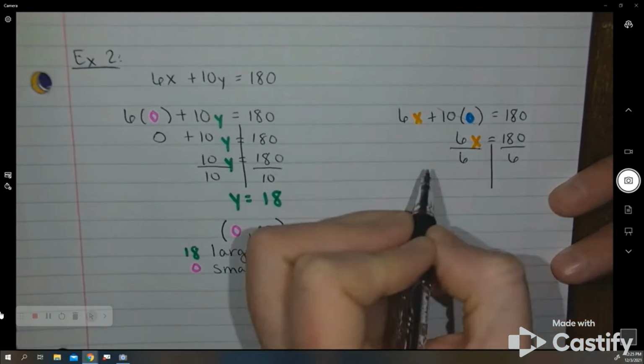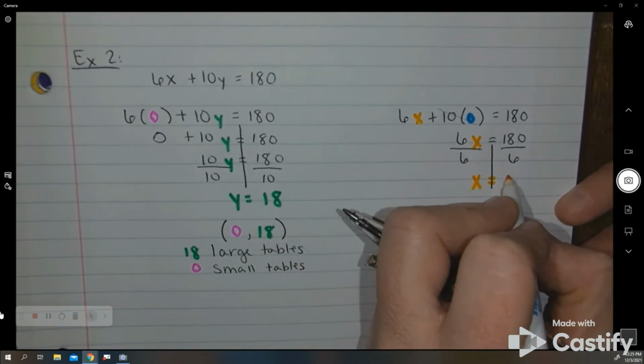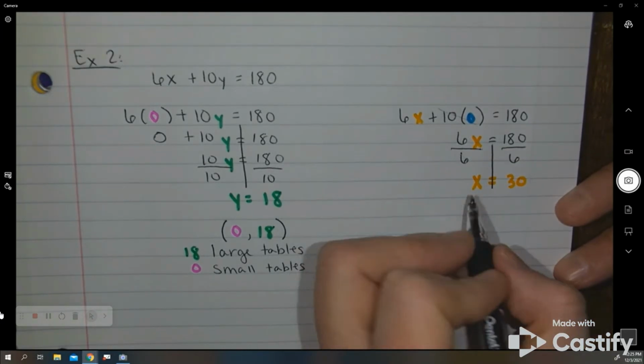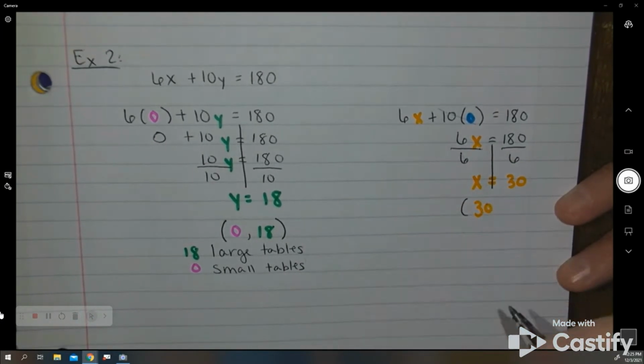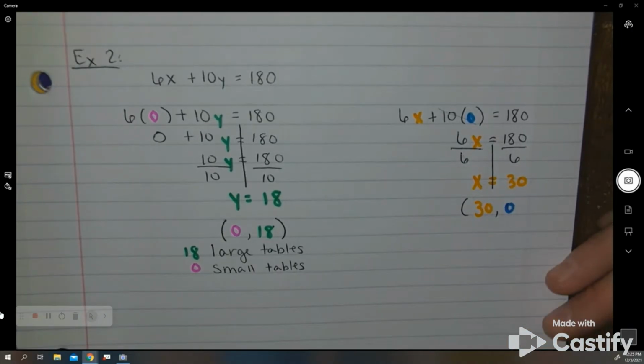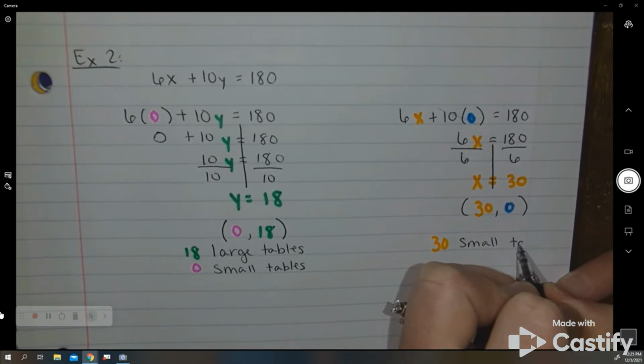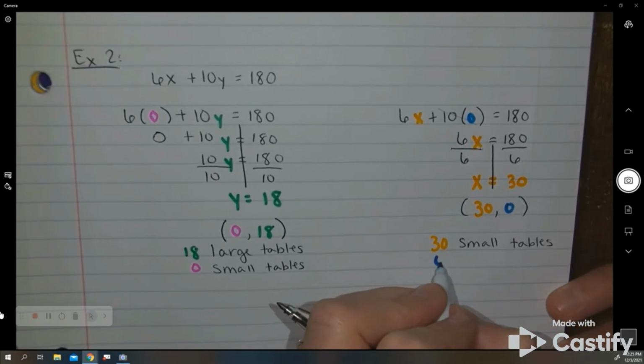So divide both sides by 6. We're going to get that x equals 30. So this would be the point (30, 0), because remember, the x value is 30, so that goes first. We plugged in 0 for y. So if I'm going to interpret this data, it means that we have 30 small tables and 0 large tables this time.